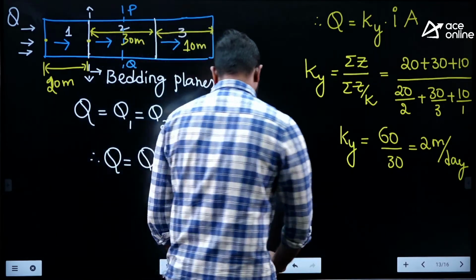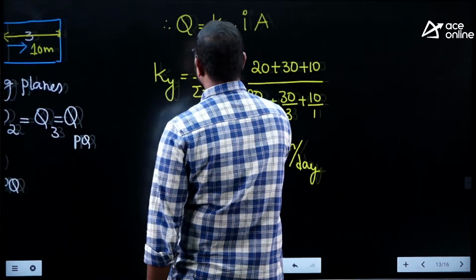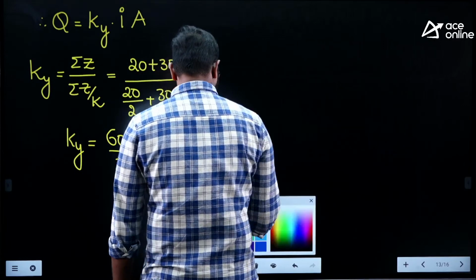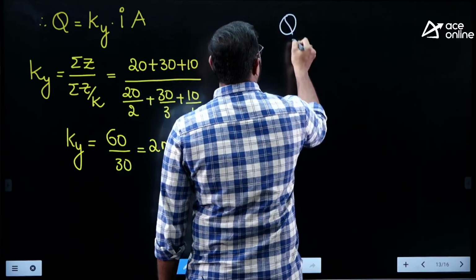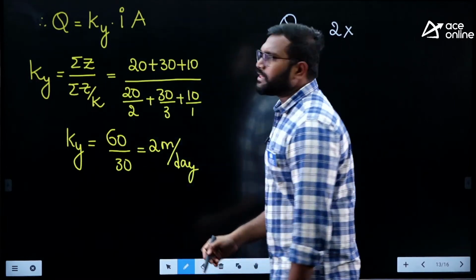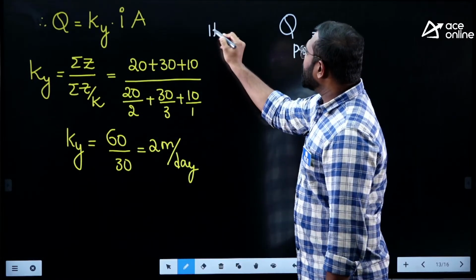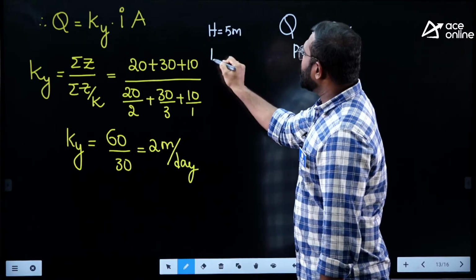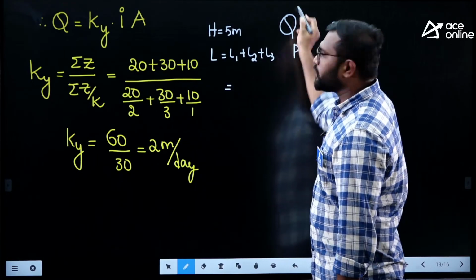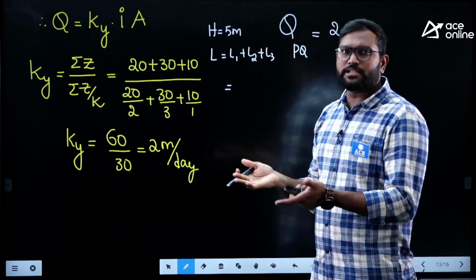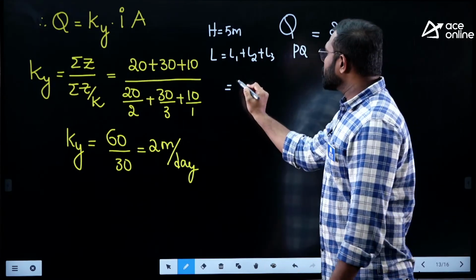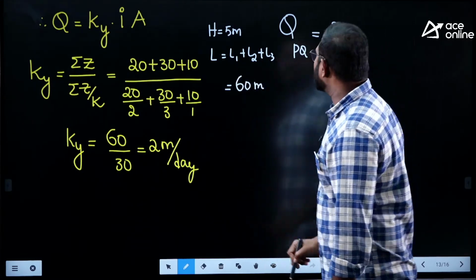Once I know the ky, then what is our total flow rate? At PQ it is equal to 2 meter into what is the total length traveled? Total head loss is 5 meters and total length is L1 plus L2 plus L3, because the total flow rate at any section is the same. So I take total length, I will take total head loss. So this is a total of 60 meters, right?